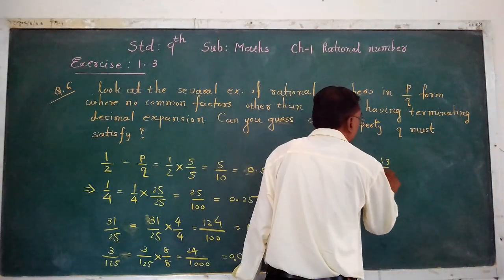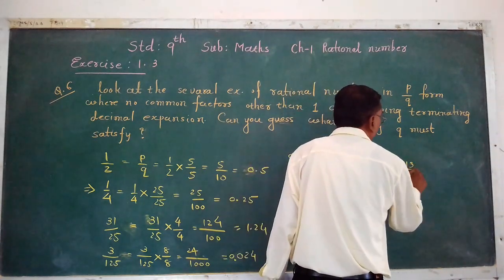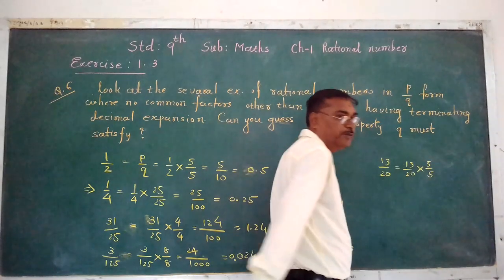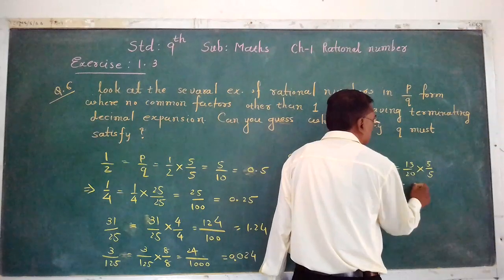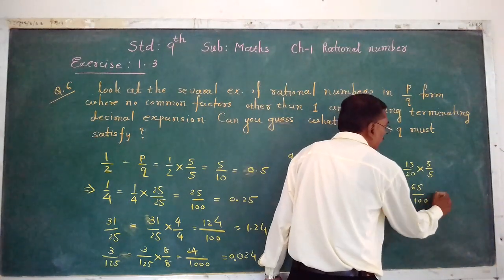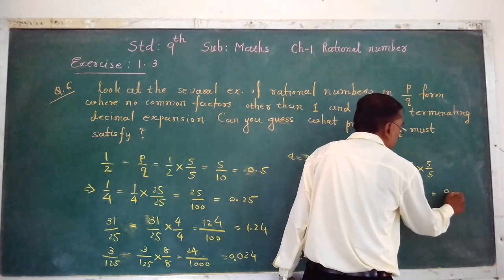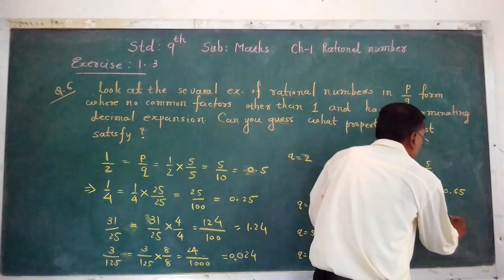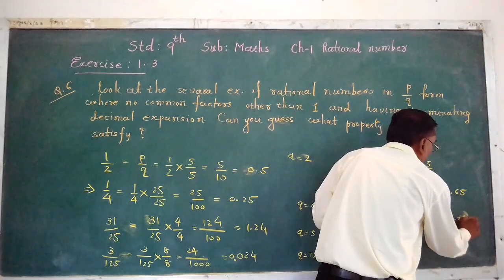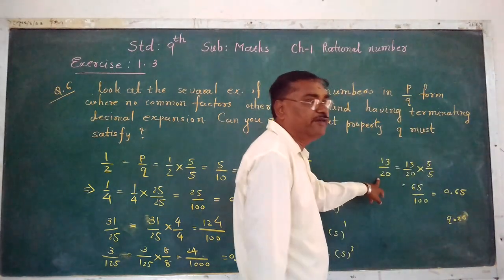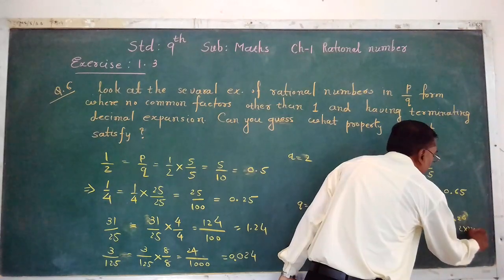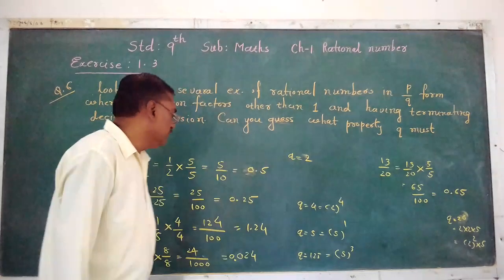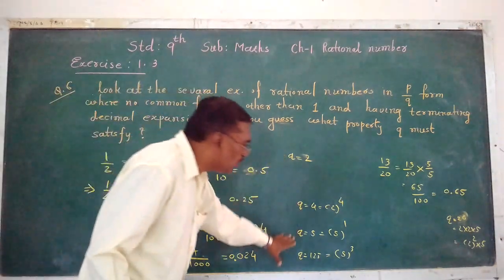13 upon 20. So 13 upon 20, to obtain 100, we multiply and divide by 5. So 13 fives are 65, 20 fives are 100. In decimal expansion we can write 0.65. Here q equals 20. So how can we write 20? 2 multiplied by 5, that is 2 raised to 2 and 5.